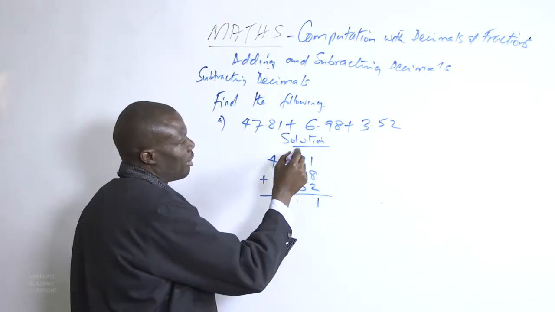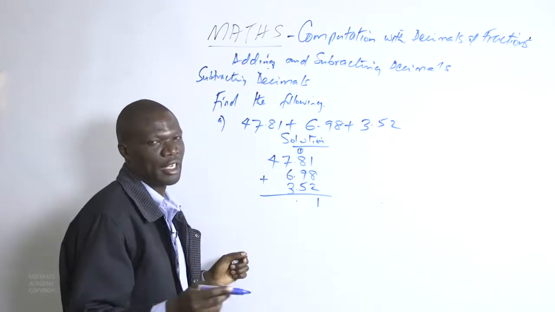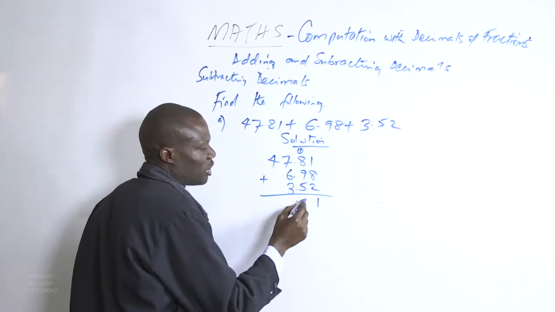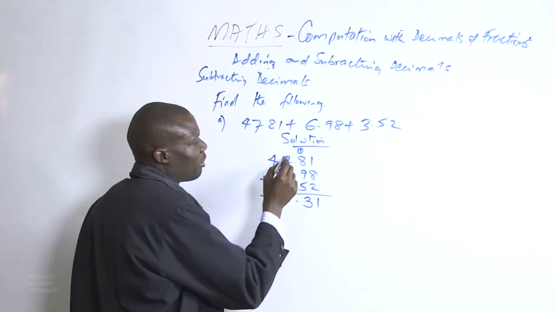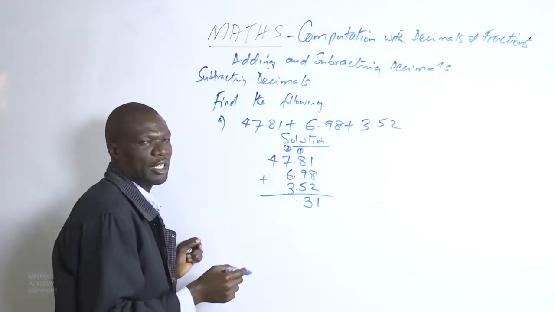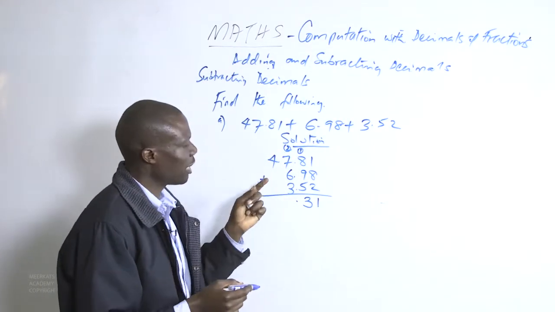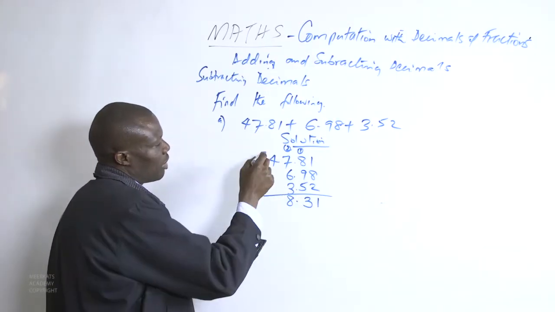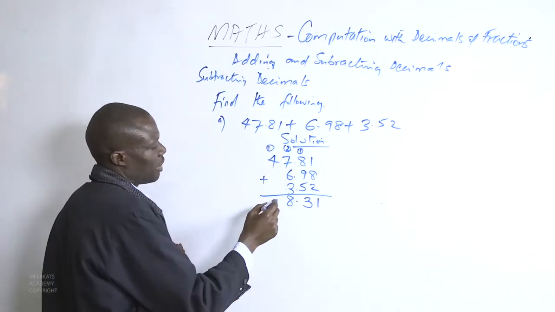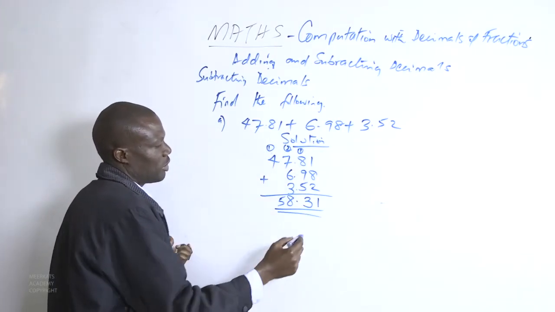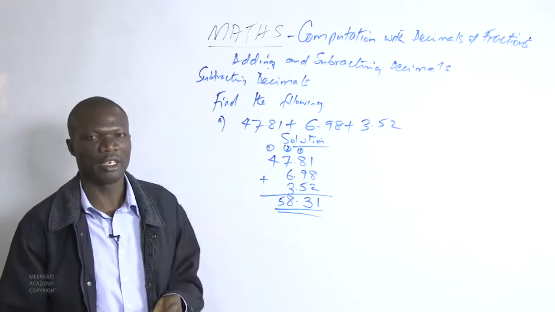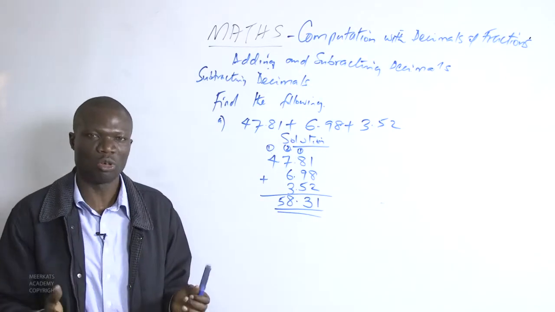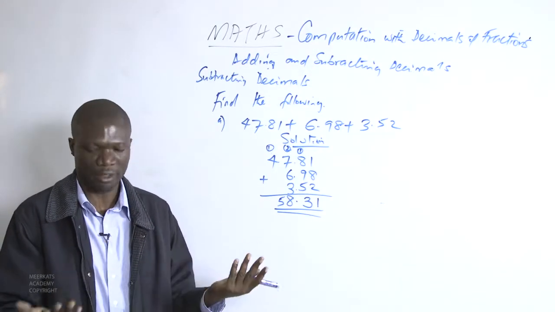So when we do the addition, 1 plus 8 is 9, 9 plus 2 is 11, carry 1. When you carry 1, 1 plus 8 is 9, 9 plus 9 is 18, 18 plus 5 is 23. We have a 3, we carry a 2. 2 plus 9 plus 7 is 18... then 9 plus 6 is 15, 15 plus 3 is 18. Carry 1, and 1 is added to 4, giving us 5. So for our question here, we are able to add and get 58.31. It was easier because the number of decimal places were the same.